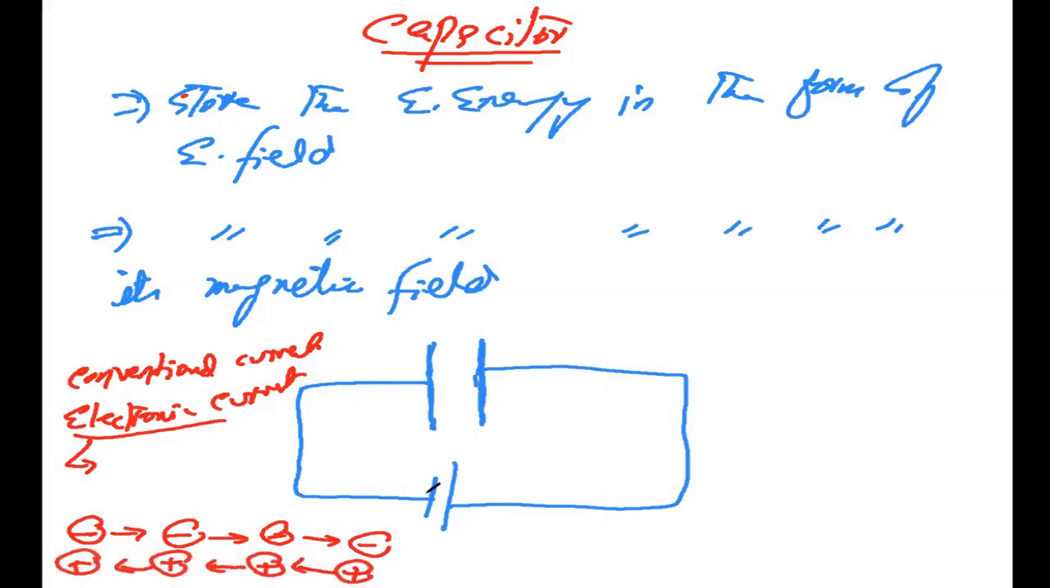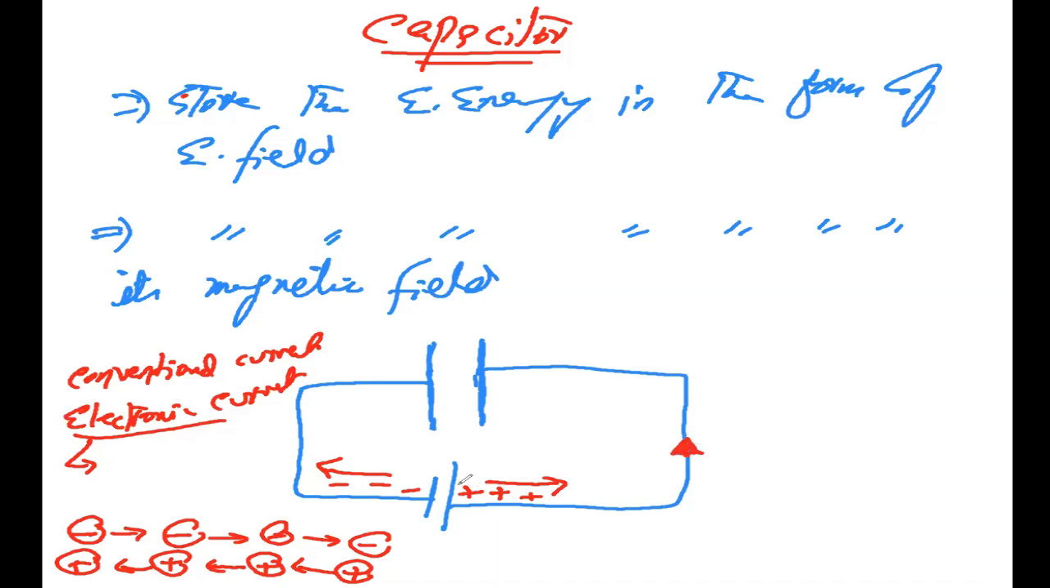So here we have lots of electrons, and here we have lots of positive charges. Electrons will move like this, and positive charges will move like this. So this is your conventional current. In physics books, the author uses the conventional current, and you will also use the conventional current if you want to show the direction. You will show the direction of the conventional current, not the electronic current.